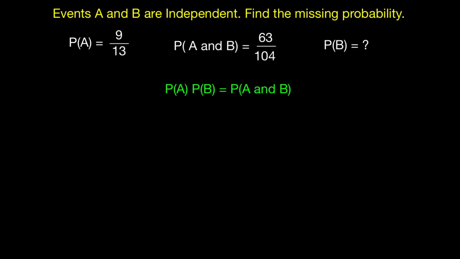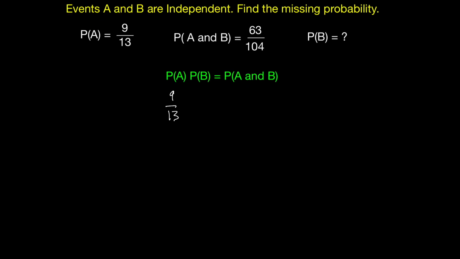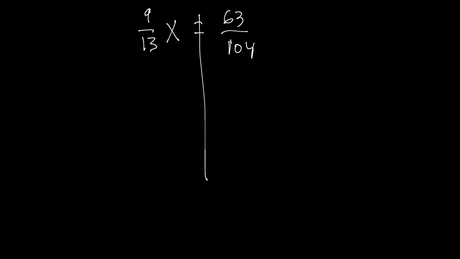I'm going to plug in what I know and then I'm going to solve for the missing piece. In this case, that's going to be the probability of B. So the probability of A is 9 over 13. The probability of B is what I'm trying to find, so to make it a little bit more pleasant, I'm going to call it X. And the probability of A and B is 63 over 104.